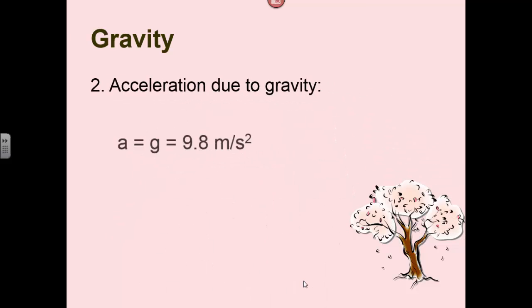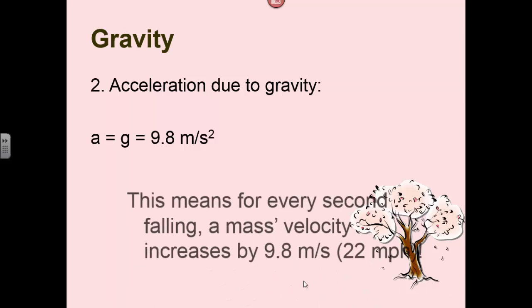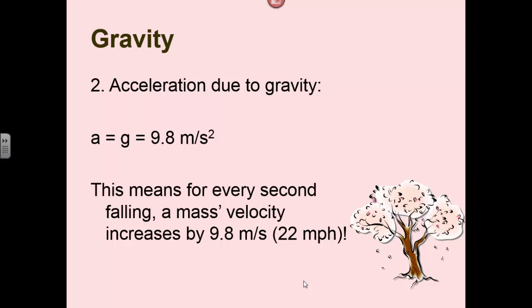The acceleration due to gravity has been measured to be 9.8 meters per second squared. The symbol for that is usually a lowercase g, although you could use just our acceleration symbol, which was a lowercase a as well. What this means is that for every second an object is falling, the object's velocity increases by 9.8 meters per second. Every second that it falls, it goes 9.8 meters per second faster.